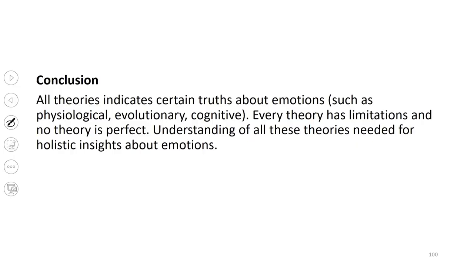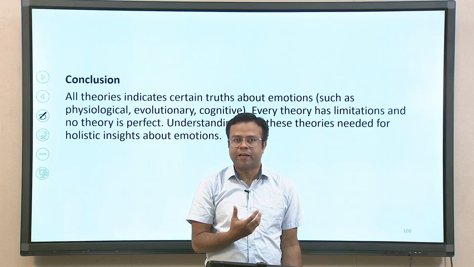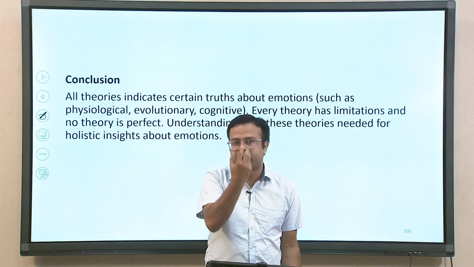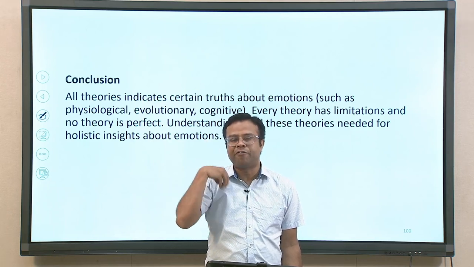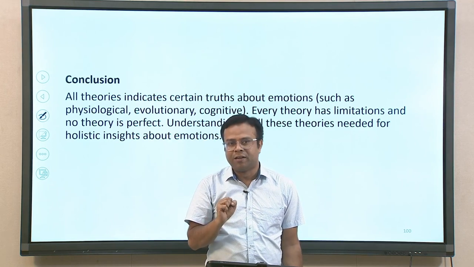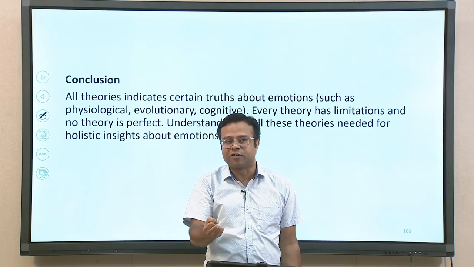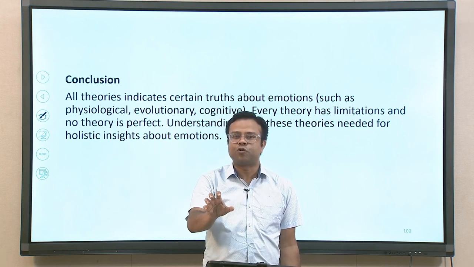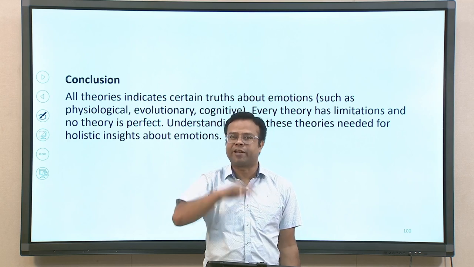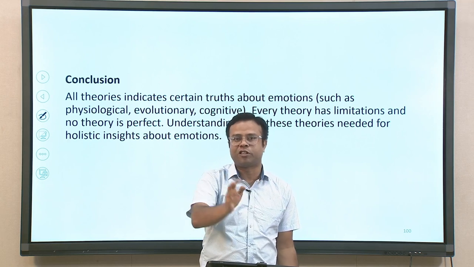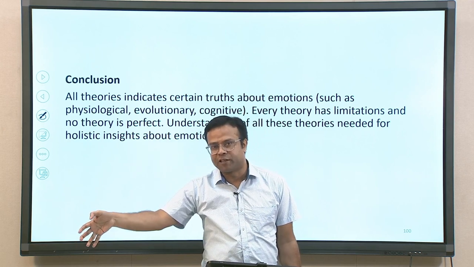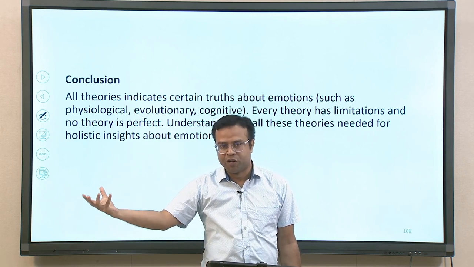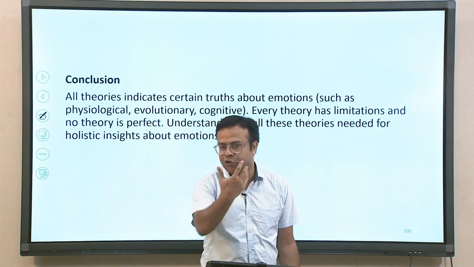All these theories show certain truths, certain facts about emotions. They contribute to our understanding of emotions, but we know every aspect of human life is so complex that one theory cannot explain everything. So, all these theories are partially explaining different aspects of emotions, and no one theory is able to explain everything. That is why the limitation of one theory leads to the formulation of another theory which talks about some other aspects. So, every theory has its limitation and no theory is perfect.